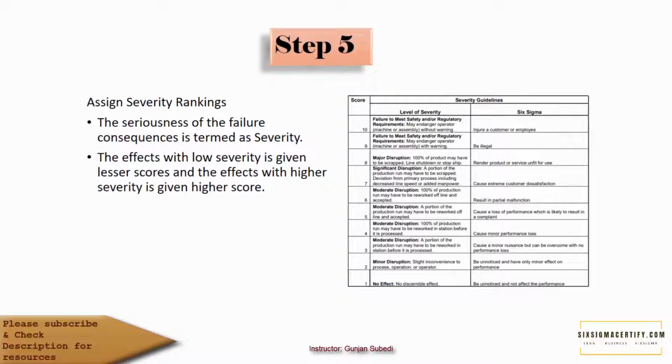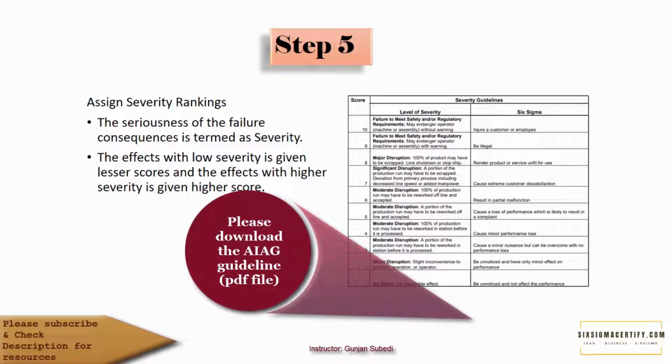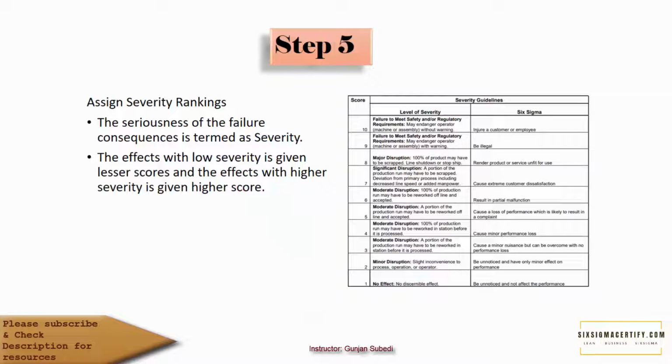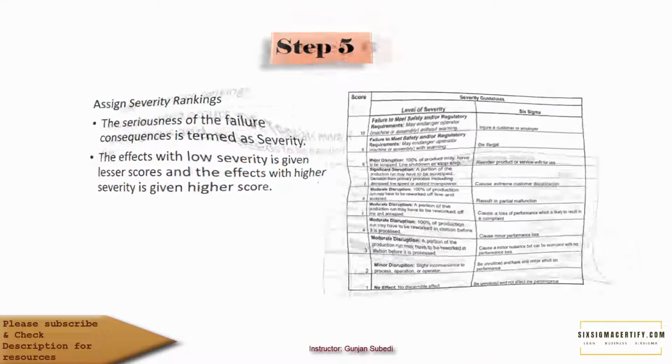The next step is assigning severity rankings. Based on the severity or the consequences of the failure, we can assign the severity ratings. I have provided you an AIAG guideline that can help you assign the severity ratings. The seriousness of the failure consequences is termed as severity. And on the scale of 1 to 10, the effects with low severity are given lesser scores and the effects with higher severity are given higher scores.